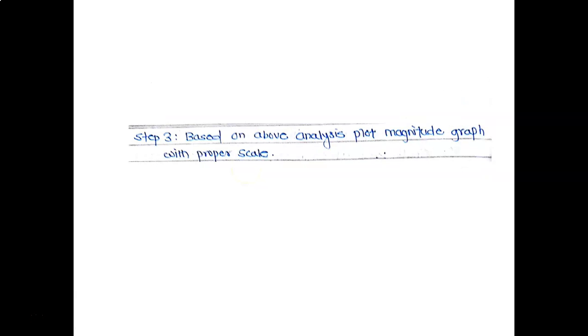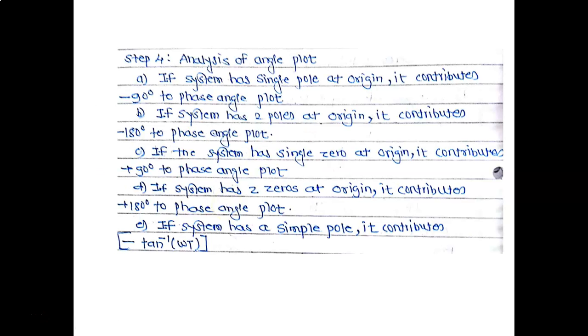Step 3. Based on above analysis, plot magnitude graph with proper scale. Now, step 4. Analysis of angle plot or phase angle plot. In that, now, A point. If system has single pole at origin, it contributes minus 90 degree to phase angle plot. If system has two poles at origin, it contributes minus 180 degree to phase angle plot.